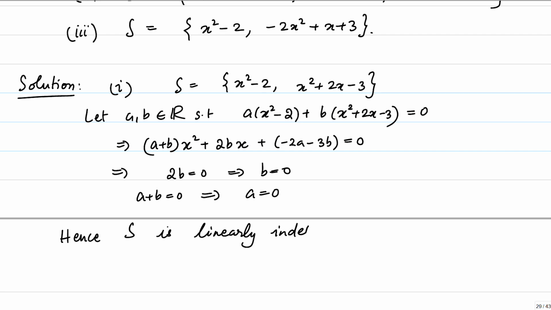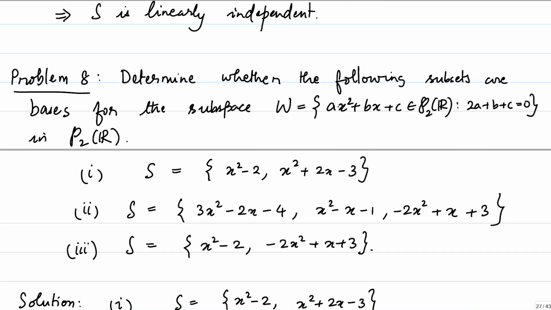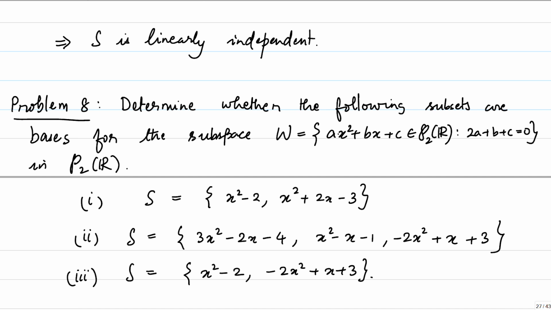Yes, so the first thing to note, which I just skipped, is to check whether S is a subset of W. x squared minus 2 should satisfy 2a plus b plus c equal to 0. So, 2 minus 2 is 0, yes, and 2a is 2. 2 plus 2 minus 3, yeah, so this is a problem, this cannot be in W. Oh no, this is bad. 2 plus 2 is 4 minus, so this should have been something like minus 4.